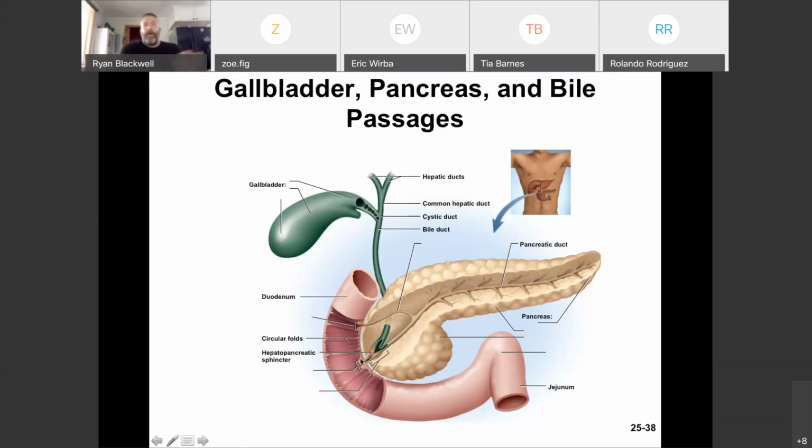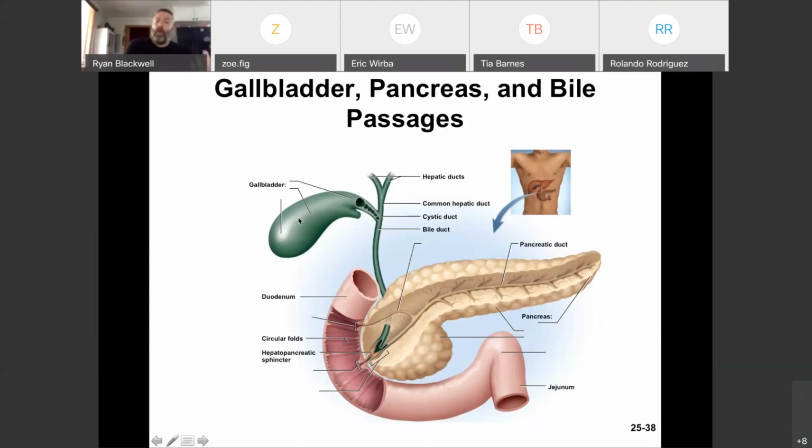Well, that only occurs maybe 3 times a day. Most of the time, there is not chyme in your small intestine. Therefore, the opening from the ducts into the duodenum is closed. When there's no chyme in your small intestine, bile doesn't enter your small intestine. It actually kind of backflows up and into the gallbladder.